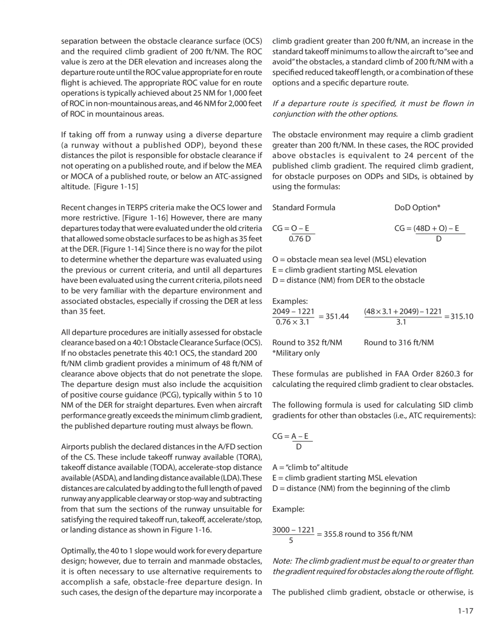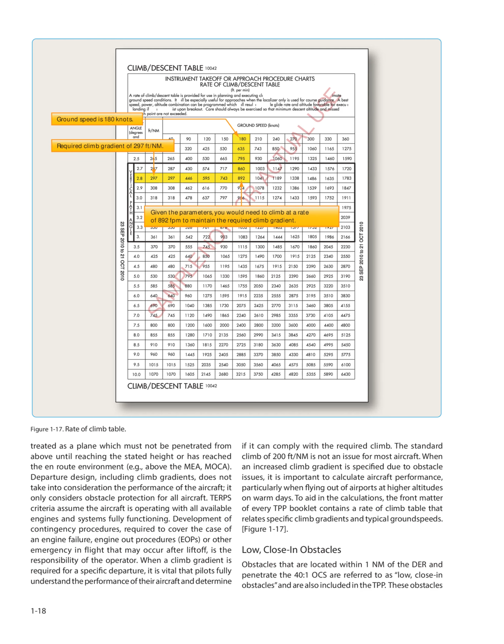The following formula is used for calculating SID climb gradients for other than obstacles, i.e., ATC requirements: CG equals (A - E) / D, where A equals climb to altitude, E equals climb gradient starting MSL elevation, and D equals distance, NM, from the beginning of the climb. Note, the climb gradient must be equal to or greater than the gradient required for obstacles along the route of flight. The published climb gradient, obstacle or otherwise, is treated as a plane which must not be penetrated from above until reaching the stated height or the en route environment, for example, above the MEA or MOCA.